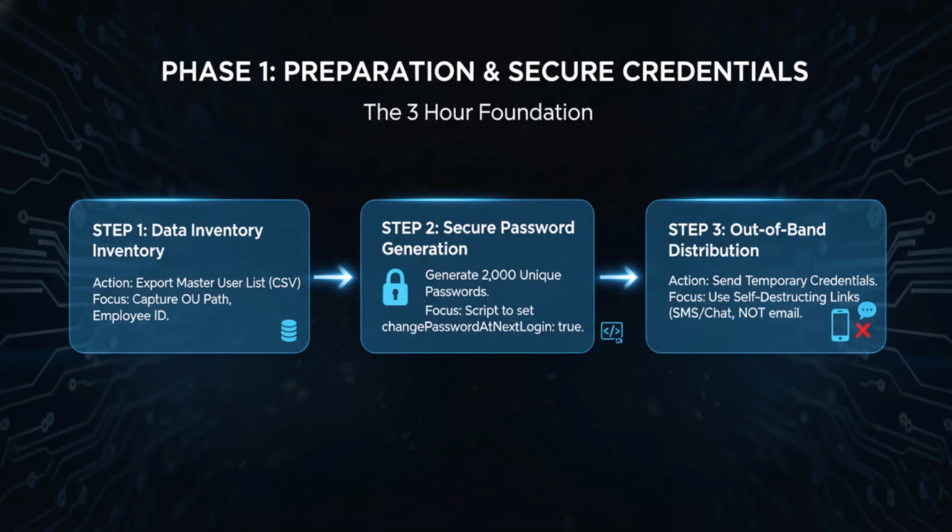Data export. We use the Admin Console CSV export to get the master list, including all OUs. Security first. We generated a unique OTP for every user and, critically, enforced the change password at next login equals true flag using the Admin SDK. Secure delivery. We avoided emailing passwords. Instead, we used a custom self-destructing link sent over a secondary channel.